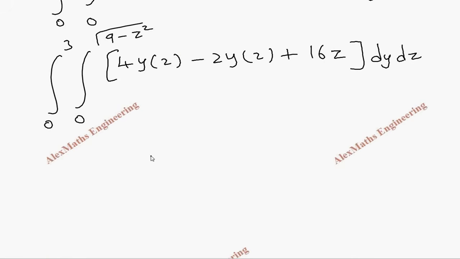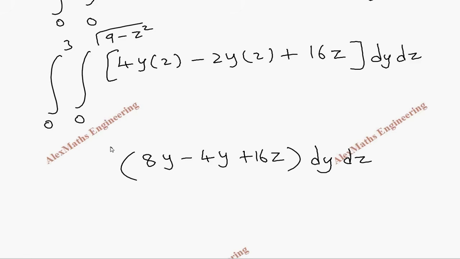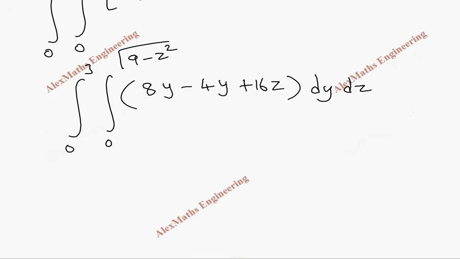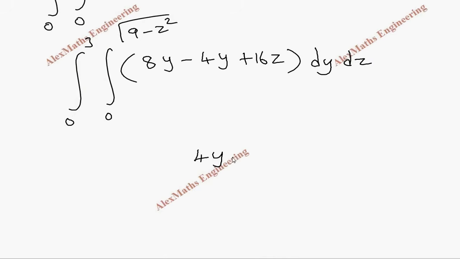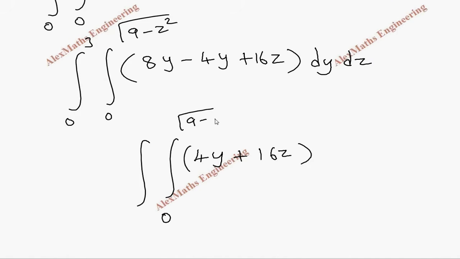Now again rearranging this, this is 8y minus 4y plus 16z dy, dz, 0 to root of 9 minus z square, 0 to 3. Now totally this is 4y plus 16z, and we have integral with respect to y, which is limit varying from 0 to root of 9 minus z square and 0 to 3 for z.